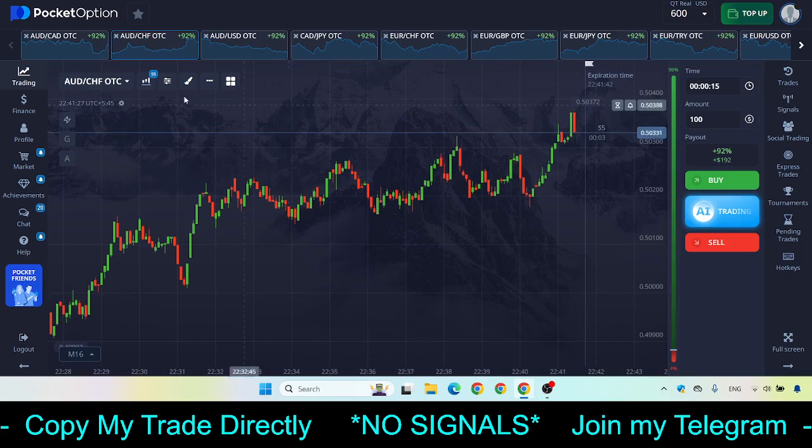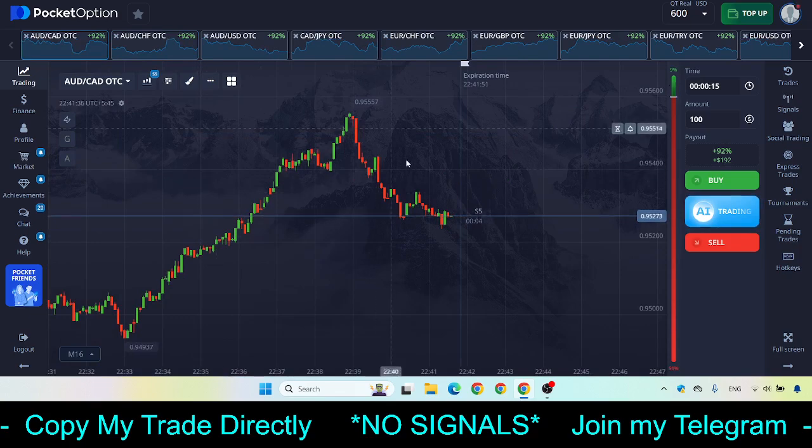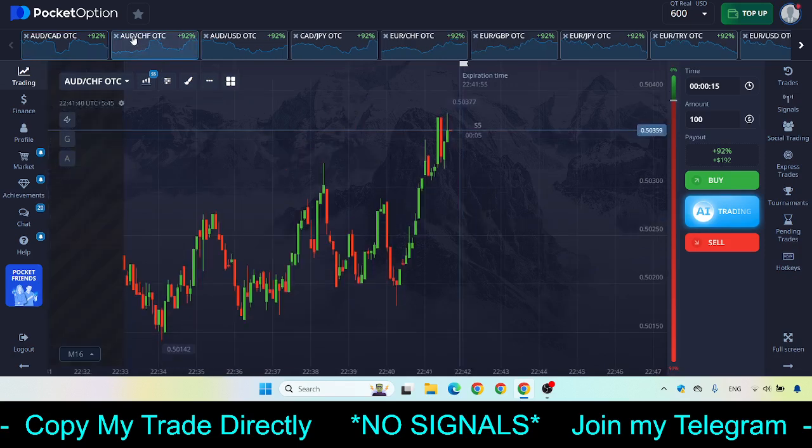So now once you have done this much, simply observe the resistance level and support level within this time frame and try to find an entry. So here you can see the market is somewhere in the middle, so you don't need to make any trade in this kind of currency pair.